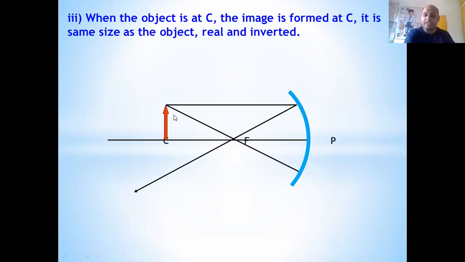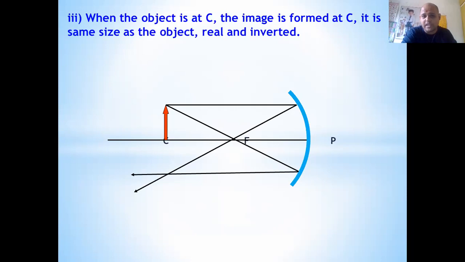Now we know that when the incident ray passes through the focus and falls on the mirror, the reflected ray will be parallel to the principal axis. This is why I told you that you need to pay attention. Got it? Now you understand why we first covered the rays and then started this.